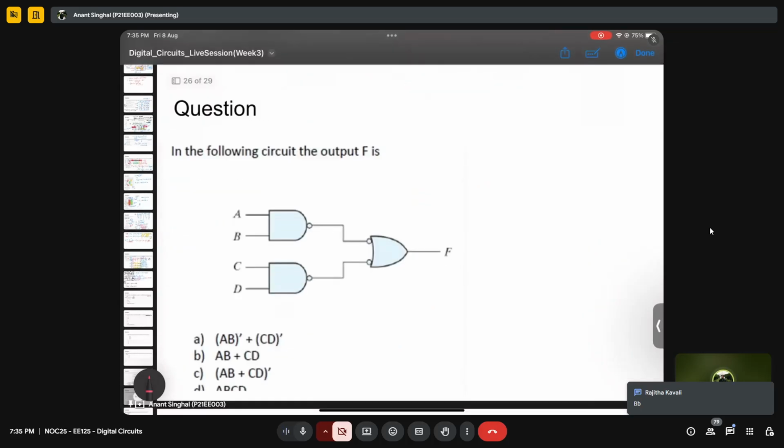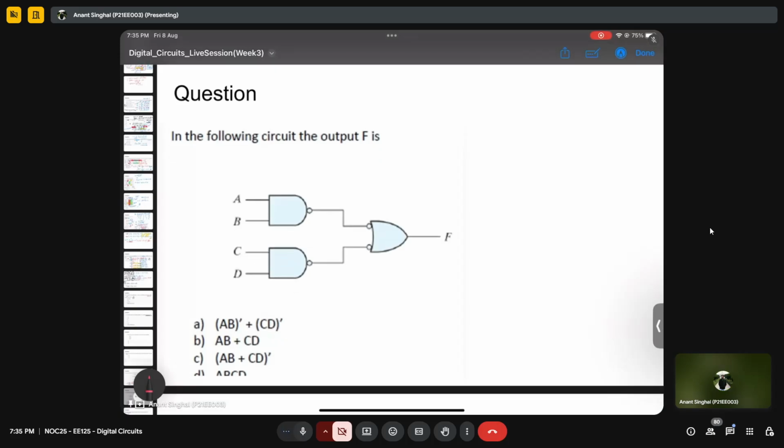Similarly, you can do this in the following circuit. The output is: here you see it would be A B whole complement, that is nothing but A complement plus B complement, and here it is C dot D whole complement, which is nothing but C complement plus D complement, and the inputs are again complemented. So basically F is nothing but A dot B whole complement plus C dot D whole complement. Is it clear to everyone?